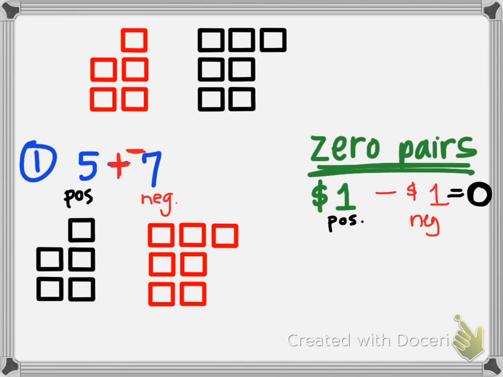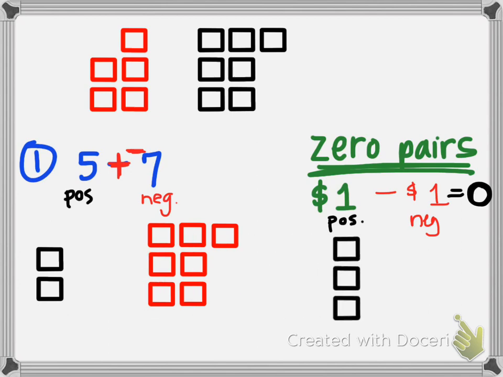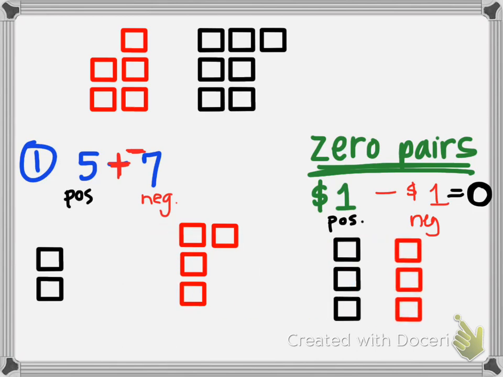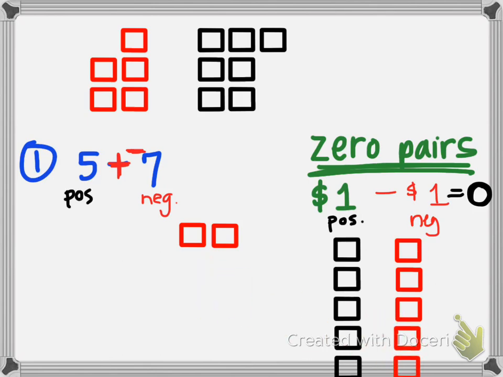So what I'm going to do now is rearrange my algebra tiles so that I have all of the positives lined up with a negative. And that will help show us the zero pairs. I've got 2 more here that I can use, and then I'll take these 2 red ones. So what's going to happen now is if I have a positive algebra tile and a negative algebra tile, those cancel or create a zero pair.